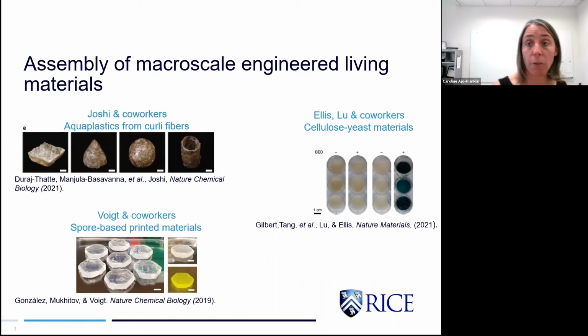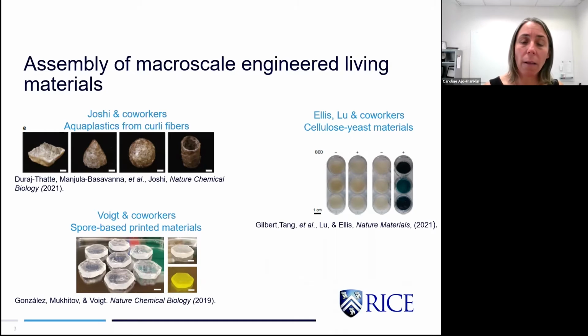Now, since we're much better at engineering bacteria, making small microscopic structures has been pretty straightforward. But there's been some great work on engineering macroscale structures. For example, Neel Joshi and colleagues have been able to make aquaplastics from curly fibers out of E. coli. Chris Voigt and coworkers have made printed materials based on spore-forming bacteria that encapsulate spore-forming bacteria.